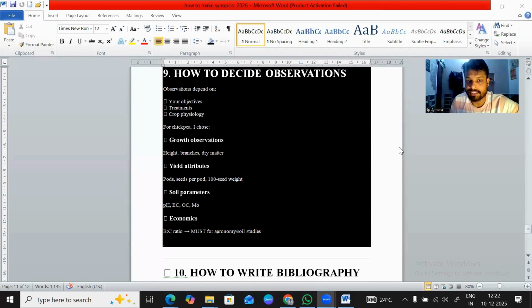How to decide observations? Observations depend on your objective, treatment, and crop physiology. For chickpea, I chose growth observations like height, branches, and dry matter. For yield attributes, I chose pods, seeds per pod, and 100 seed weight. In soil parameters, I chose pH, EC, OC, and molybdenum. For economics, you can go for BC ratio, which must be followed for agronomy or soil science.